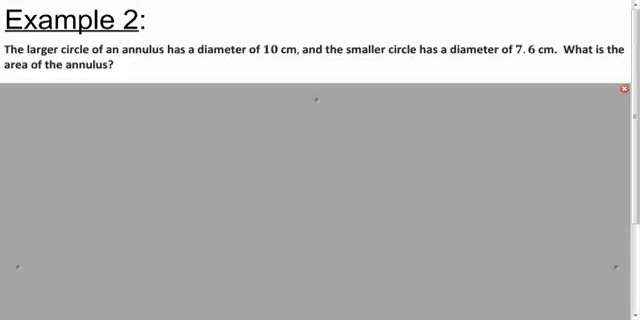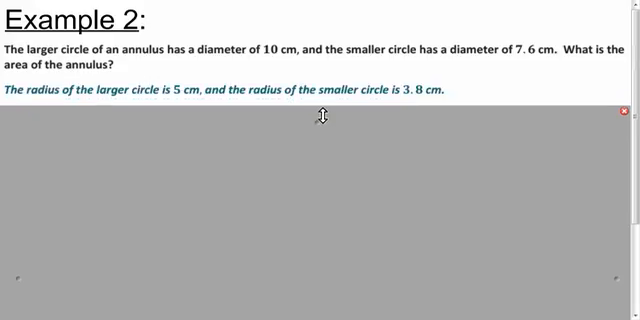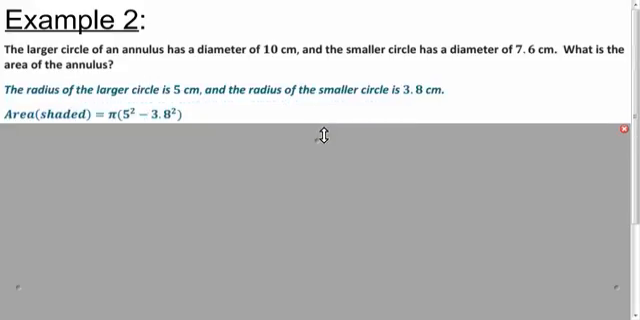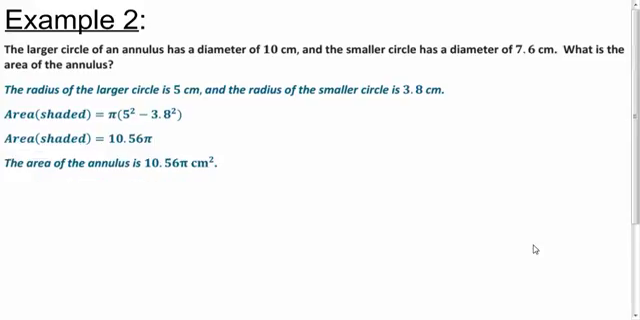In this example, they give us the diameters of the annulus for the larger circle and the inner circle. So what will its area be? Well, we still use the same formula as we did before, but now we have to divide those diameters by 2 in order to have the radii. And then we just plug in the numbers, and we get 10.56 pi square centimeters.